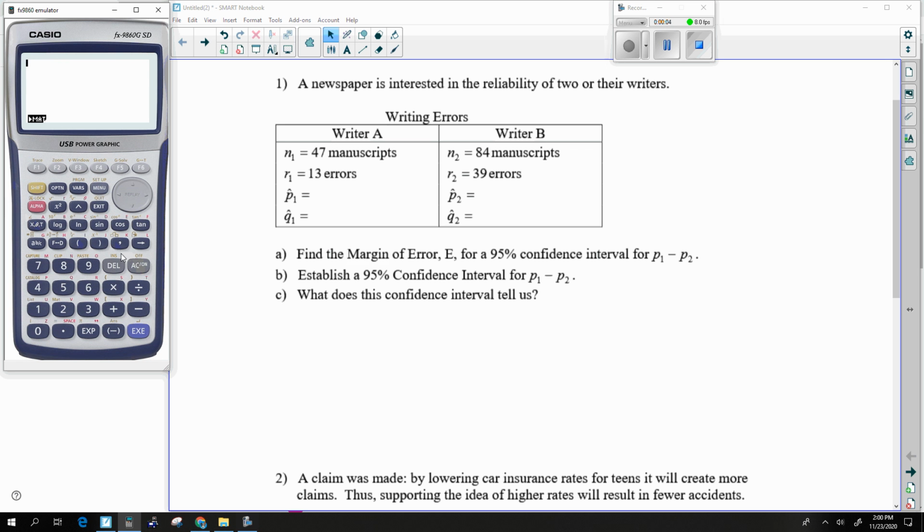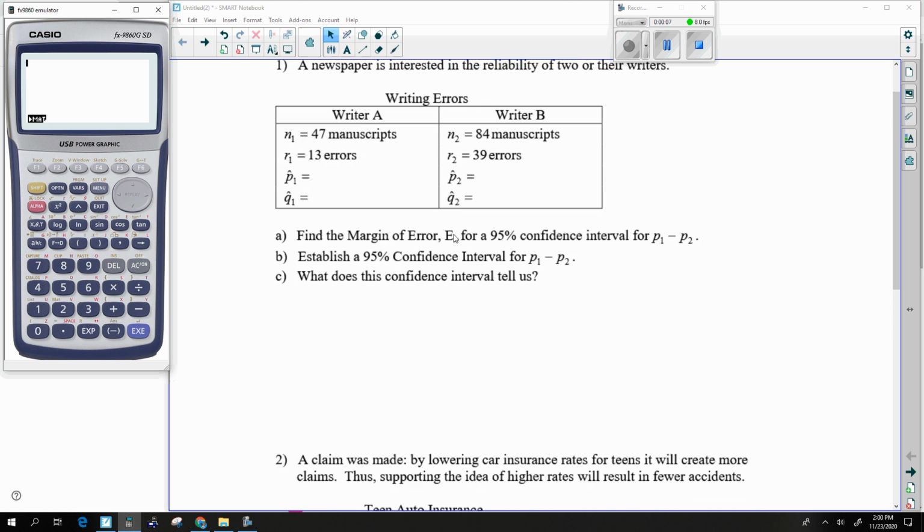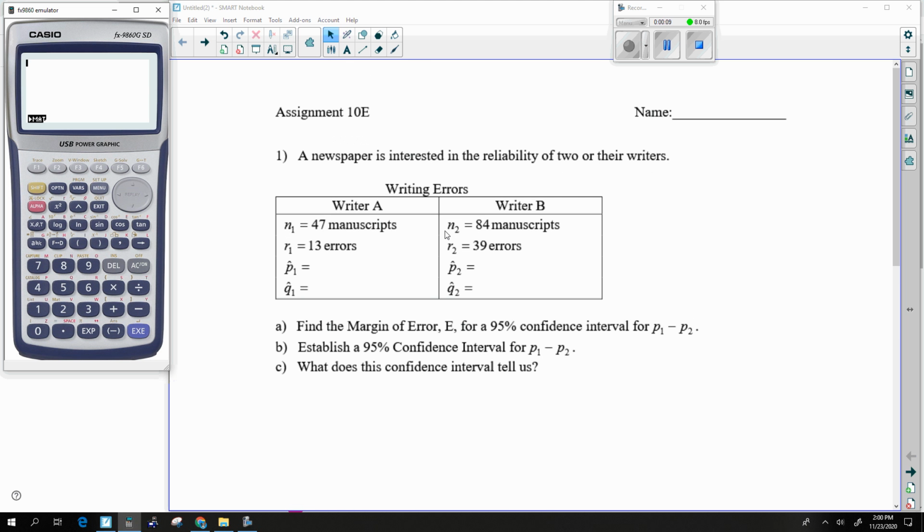Let's go ahead and begin with our very last section of this Unit 10. This is it. This is the last bit of information that we are going to be covering in this class of statistics. And again, we are looking for differences that may exist between two different things.